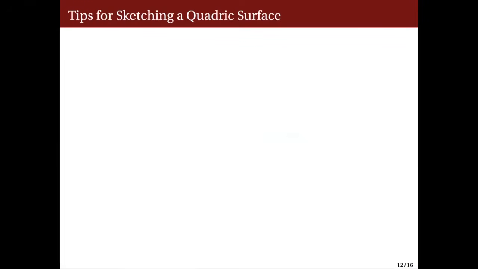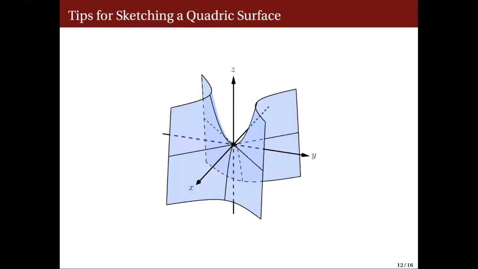Did you know that we can actually summarize all the tips I gave in the previous examples in 2 easy steps? First, you identify the best orientation of the 3-dimensional space and you construct the axis. And second, you sketch the quadric surface.